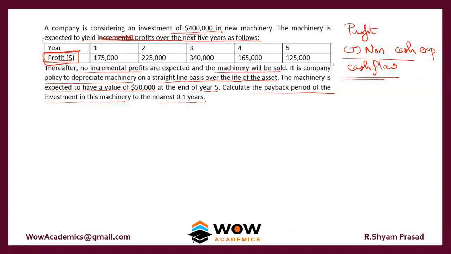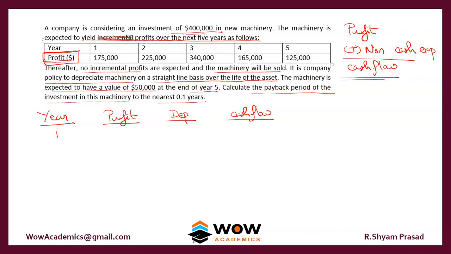So in this problem, before doing the payback, we have to find out the cash flow. So what we'll do is we'll start from year. Okay, so we have years, we have profit. With profit we have to add the non-cash expense. In this sum, the depreciation is the non-cash expense, so we'll add the depreciation back and then we'll get the cash flow.